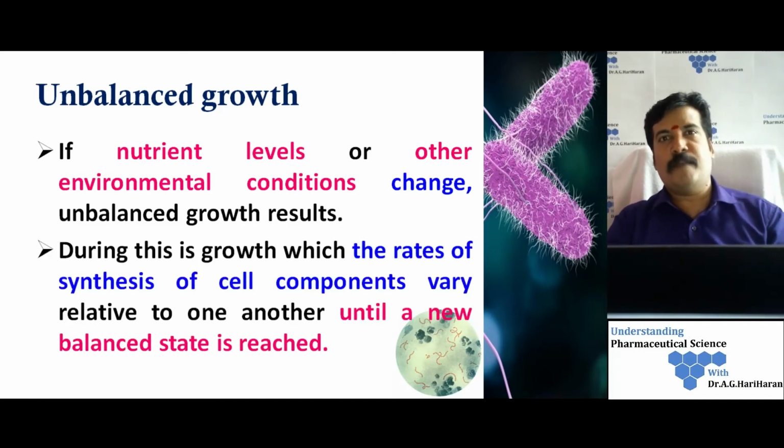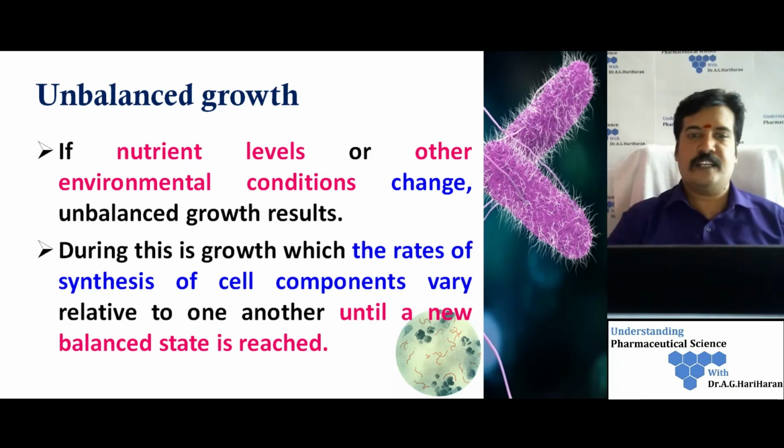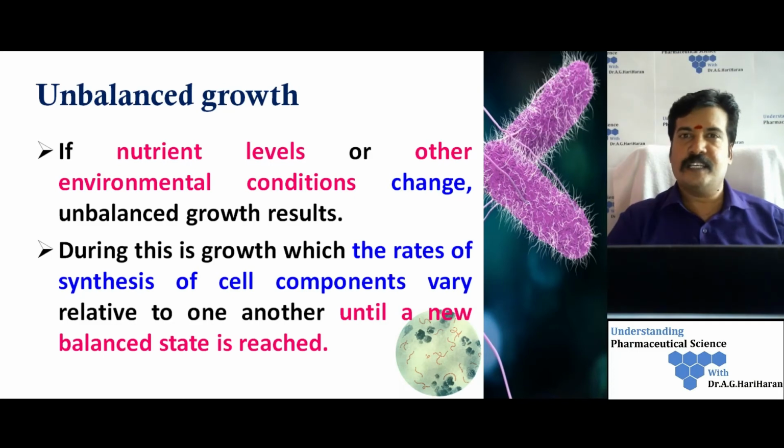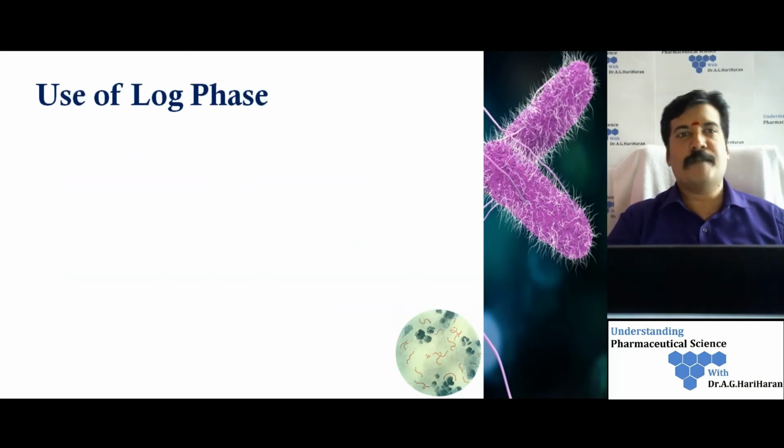So generally the unbalanced growth can lead to stationary phase growth. That means the cell components don't get the nutrients relative to each other. So it leads to an unbalanced growth.